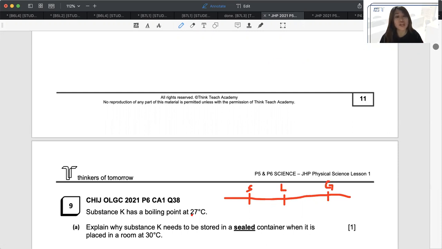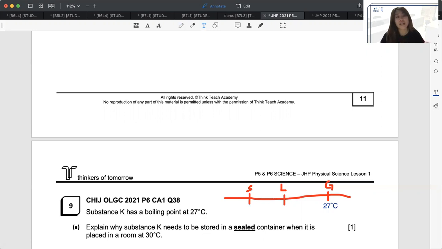So all the information that I know from this question is that at 27 degrees Celsius is substance K's boiling point, which also means at 27 degrees Celsius and after, anything more, 28, 40, 50 degrees Celsius, substance K will become gaseous state. Now, do I know their melting point or freezing point? Do I know at which temperature they become solid or liquid state? So far, I do not know. They only told us that substance K's boiling point is 27 degrees Celsius.